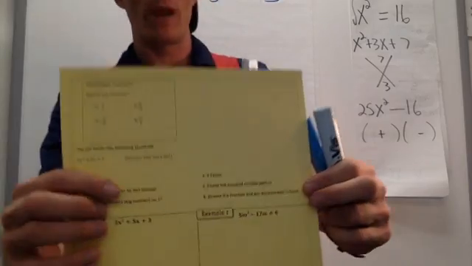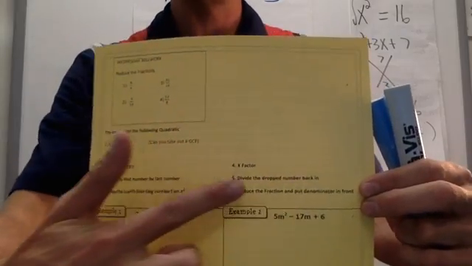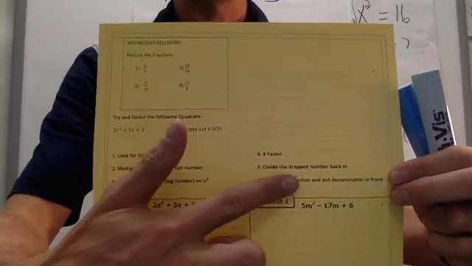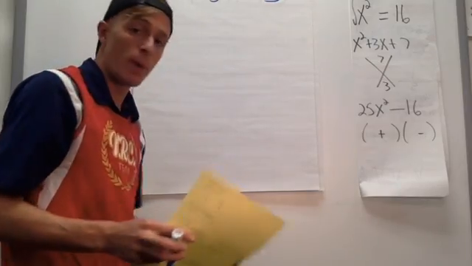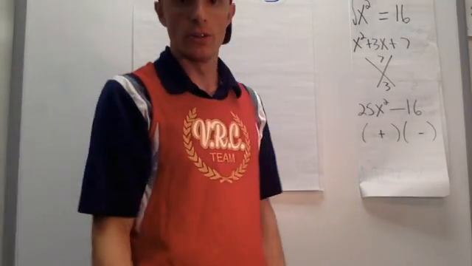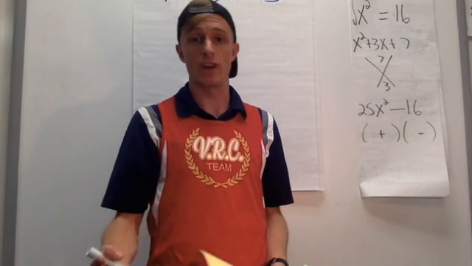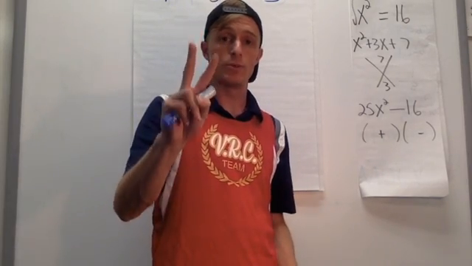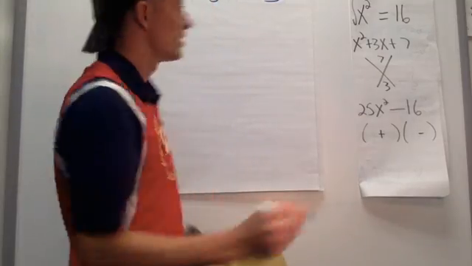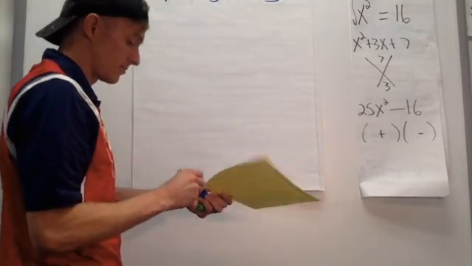Now if you look at your paper right here, your paper has the steps of doing bottoms up. So go ahead and follow along with me. Example number 1. Bottoms up. Step 1, look for GCF. We did it. There's not a GCF, so we're going to go to step 2. Step 2, multiply the first number times the last number.